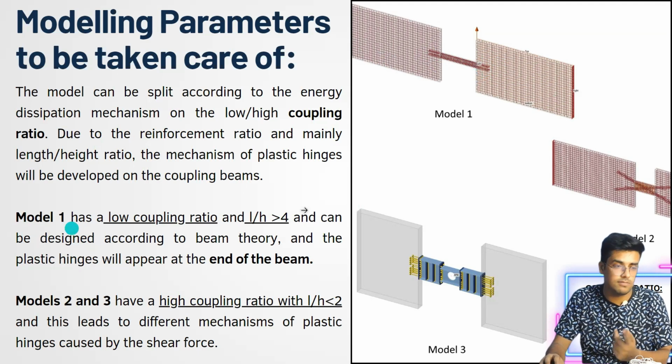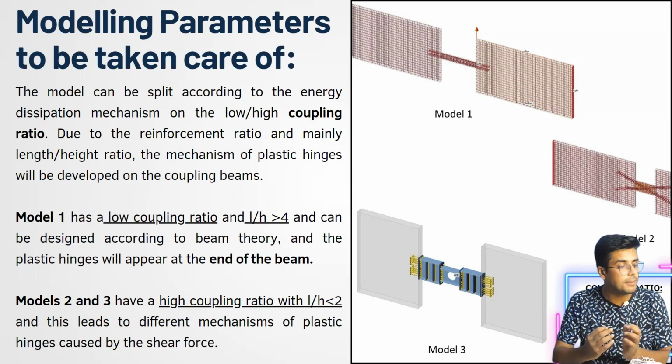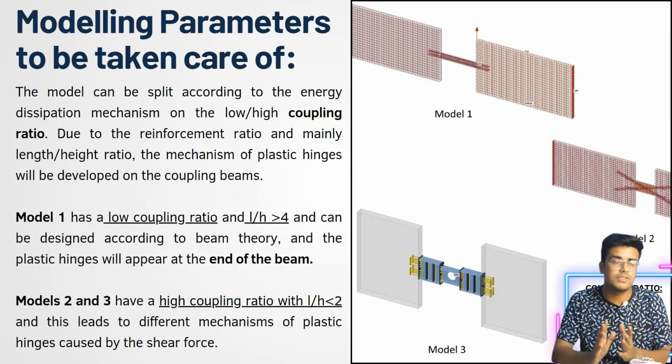The first, model 1, that has been shown here, has a very low coupling ratio. As I have discussed earlier, the numerator is low, so the ratio of the stiffness of the beam to the stiffness of the wall it is connecting is low, so it has a low coupling ratio. And the span to height ratio, that is L by H ratio, is greater than 4. We are assuming it is going to be greater than 4. So if that is the criterion, then what is going to be done? The beam can be designed by the simple beam theory, and the plastic hinges are going to appear at the ends of the beams. It is going to be a simple behavior. It is going to be our conventional behavior.